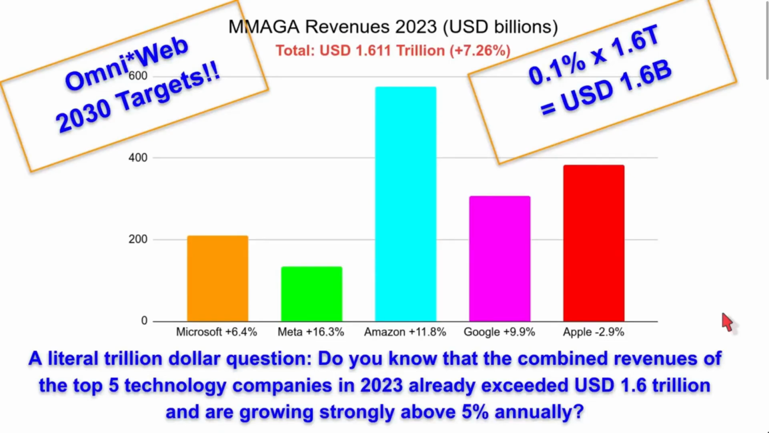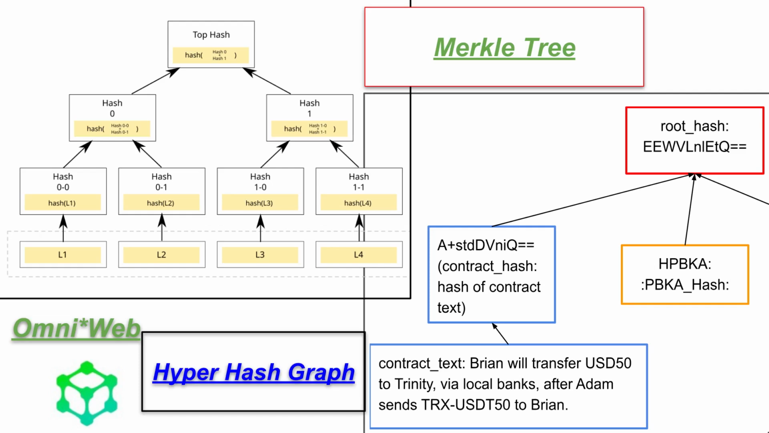In the long term, say by 2030, Omni Web merely aims to achieve 0.1% of top 5 tech companies' revenues, which include Microsoft, Meta, Amazon, Google, and Apple, coincidentally abbreviated as MAGA. They collectively made over $1.6 trillion in 2023. This means even at 0.1%, individual users and free software programmers participating in Omni Web could be making $1.6 billion annually by 2030.